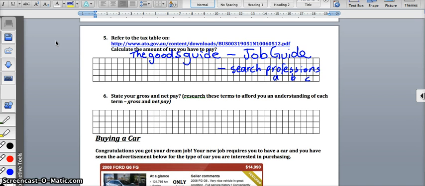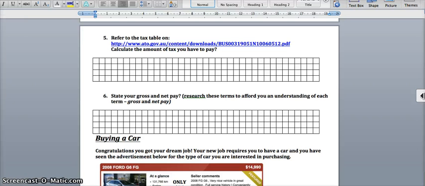Okay. The next thing refers to the tax table. Okay, now the tax table will be processed this way.